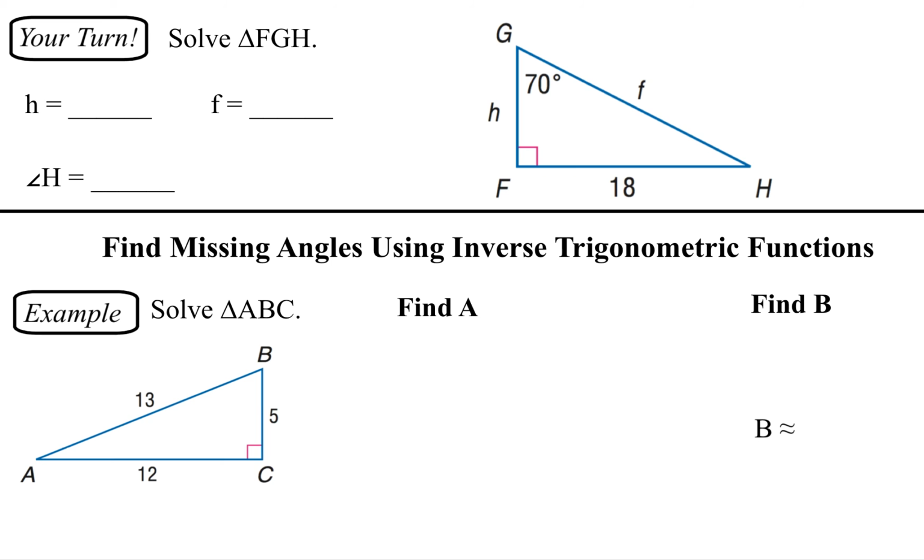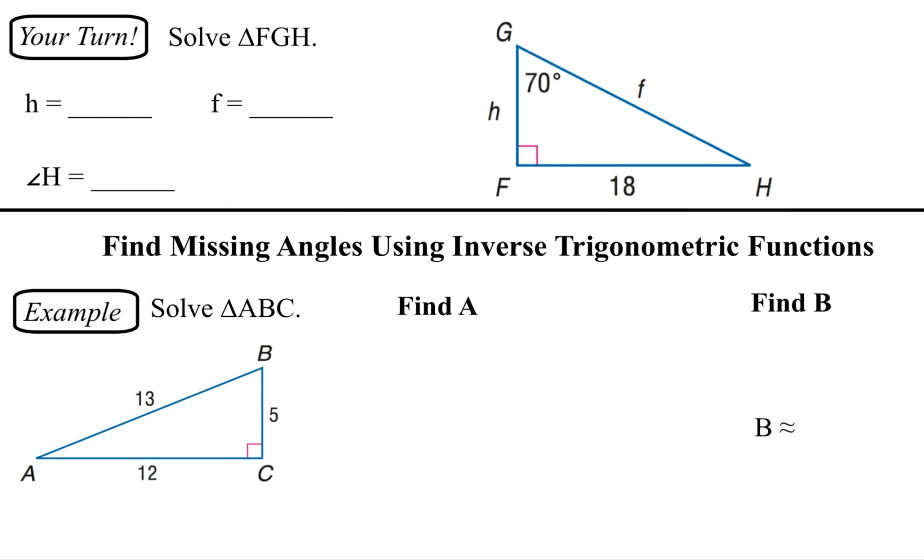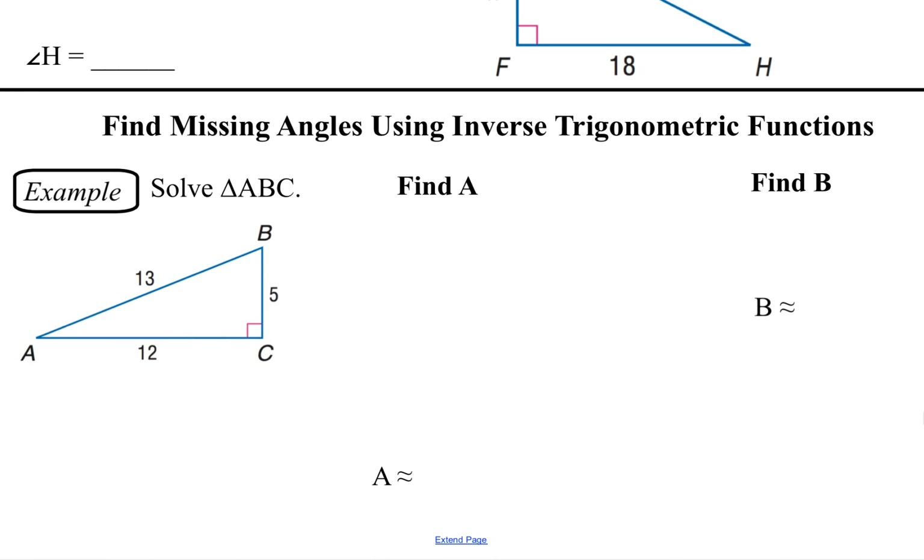All right, let's go ahead and move on with our next objective here, to find the missing angles using inverse trig functions. So if we want to solve triangle ABC, this time we are only given side lengths. So we are going to have to use inverse trig functions to find the angle measures. And first of all, let's try to find angle A, just randomly. We know angle C is 90, so we need to find angles A and B.